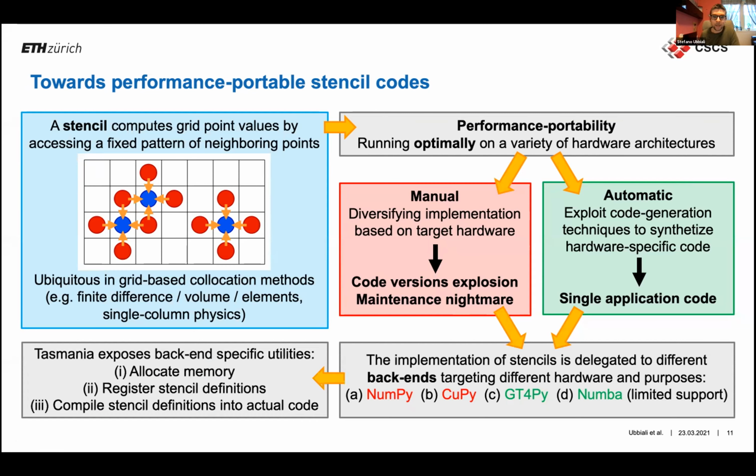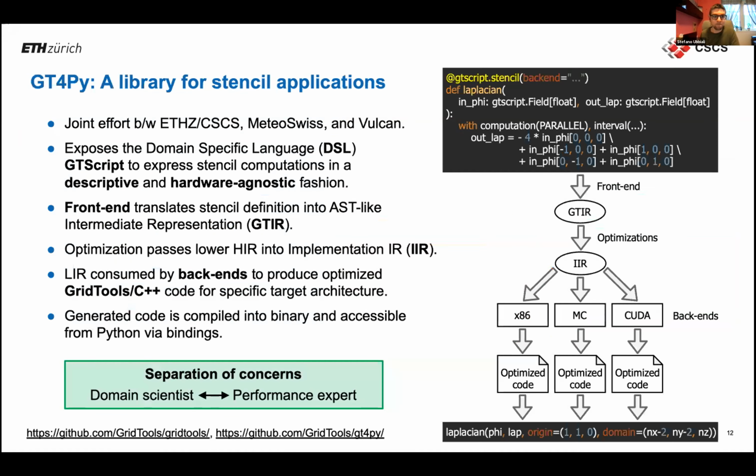And then Tasmania provides some backend-specific utilities, for instance, to allocate memory in a way which is tailored to the different backend, register the definition function of the stencil, and finally combine the stencil into final code. So we provide some utilities to automate and facilitate these routines.